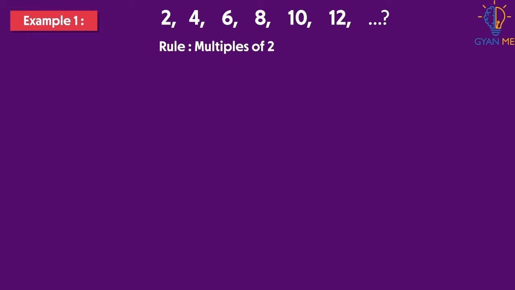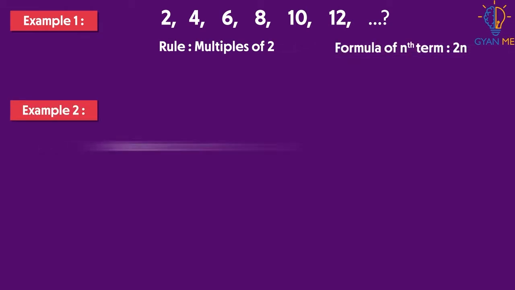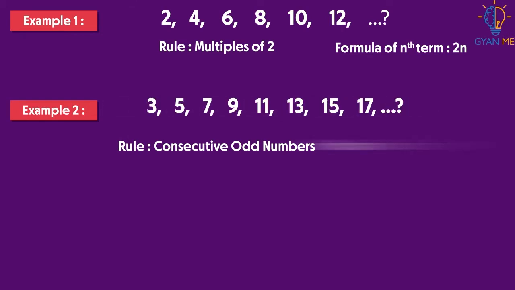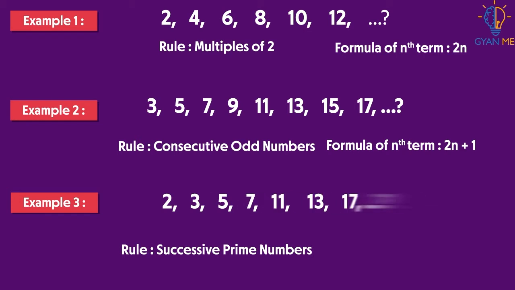For example, the set of multiples of 2 is a sequence because they are arranged according to a definite rule, which is 2n. The following set of odd numbers is also a sequence, or this set of prime numbers also follows a specific logical rule, that is, they are arranged in increasing order of the prime numbers.